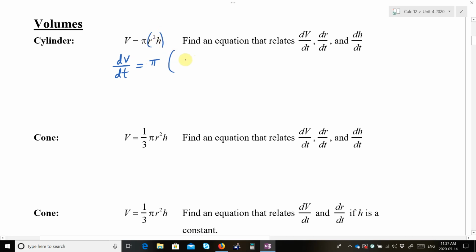So the derivative of r squared is 2r, and then we would put dr/dt, and then we have to multiply by regular h. So you can multiply by regular h and then have your dr/dt at the end. That's doing the derivative of the r variable, leaving h normal. And then we would leave the r variable expression normal and do the derivative of the h one, which is just 1, and then dH/dt.